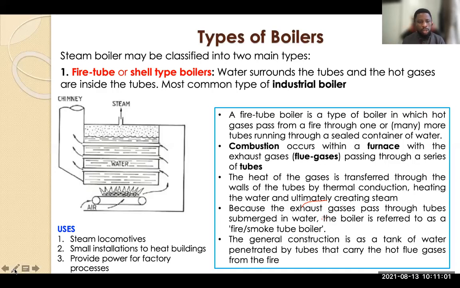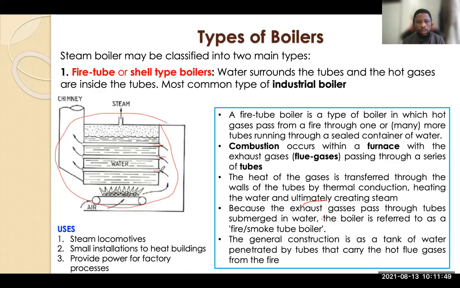So if you look at the picture you have here, let me just get my arrow. So if you look at the picture here, you see that you've got a tank. So that is the tank. And this is a tank, and take note, the tank or drum is sealed. But within the sealed tank, we now have what we call tubes. So you see, this is a tube, that is a tube. So we have different tubes through the tank.